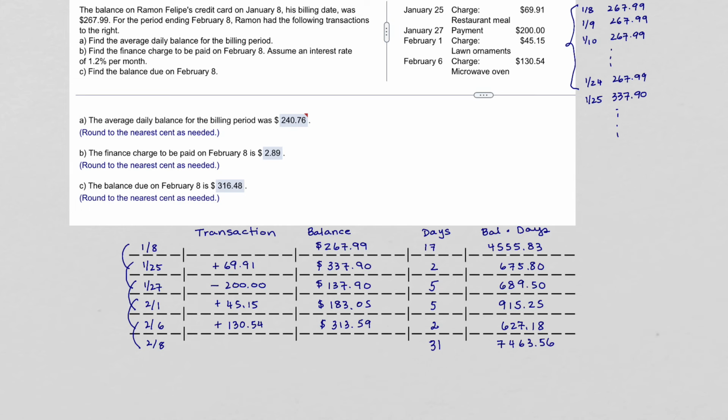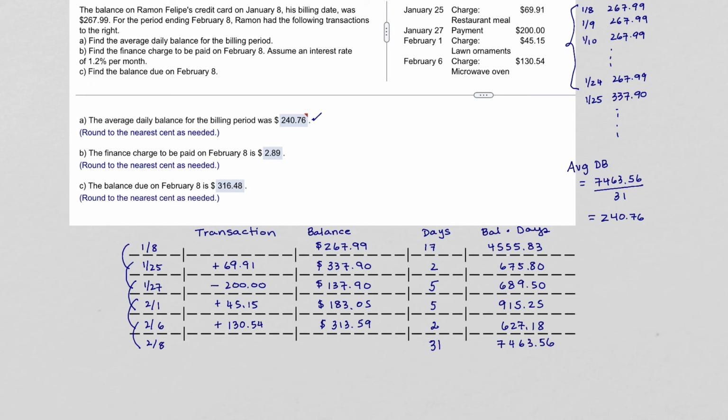And I'm going to do that over here. My average daily balance is going to equal that $7,463.56, and we divide that by the number of days. And that gives me an average daily balance of $240.76. So that's where we get that average daily balance.